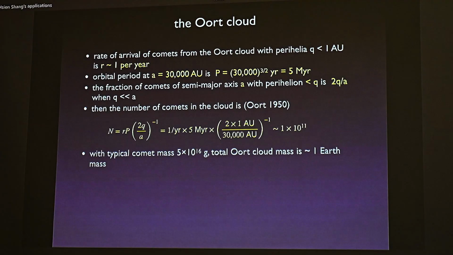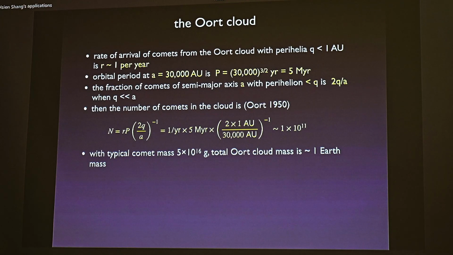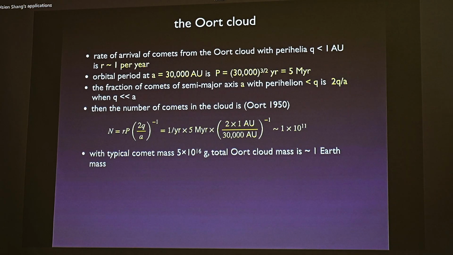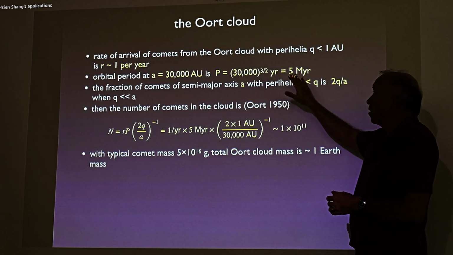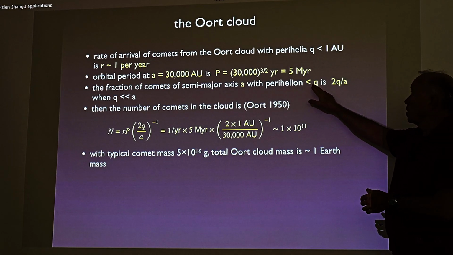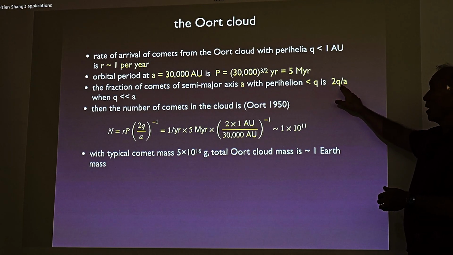You can do more. You can estimate the total population in the Oort cloud. We know the rate of arrival of comets from the cloud with perihelion less than 1 AU is about 1 per year. We know the orbital period in the cloud. It's just given by Kepler's law. So at 30,000 AU, it's about 5 megayears. We know, since the distribution of comets in the cloud is ergodic, that the fraction of comets with a perihelion less than Q is 2Q over A.